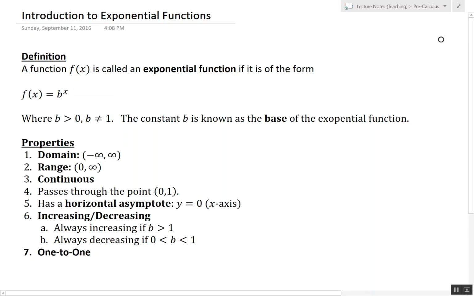We are going to be talking about exponential functions in this set of videos. So first we need to define what an exponential function is. It's basically just a number raised to different powers of x. Now notice that these powers of x can be any real number.